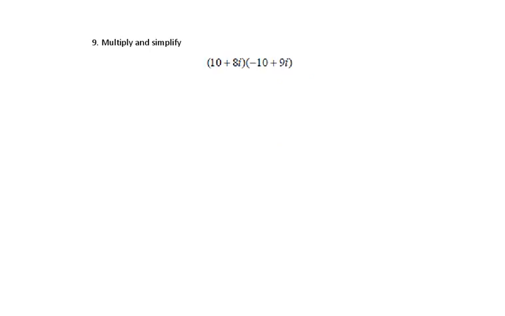Okay, number 9. This is a FOIL question because the parentheses are right next to each other. So, 10 times negative 10 is negative 100. 10 times 9i is positive 90i. 8i times negative 10 is negative 80i. And 8i times 9i, that is positive 72i squared.